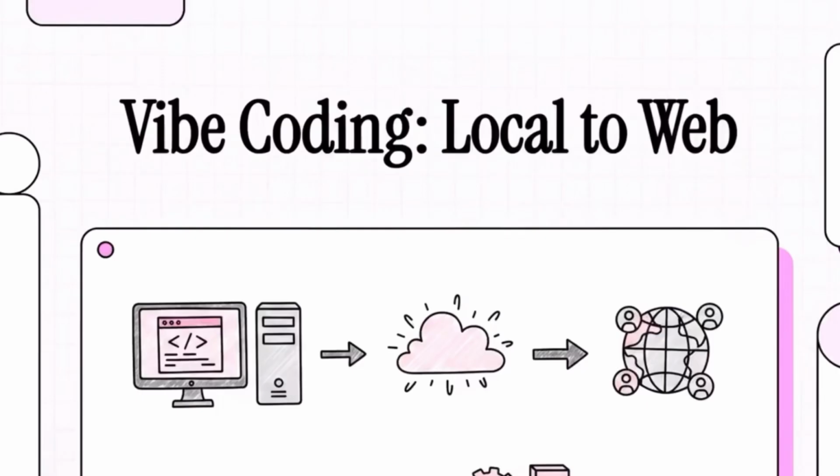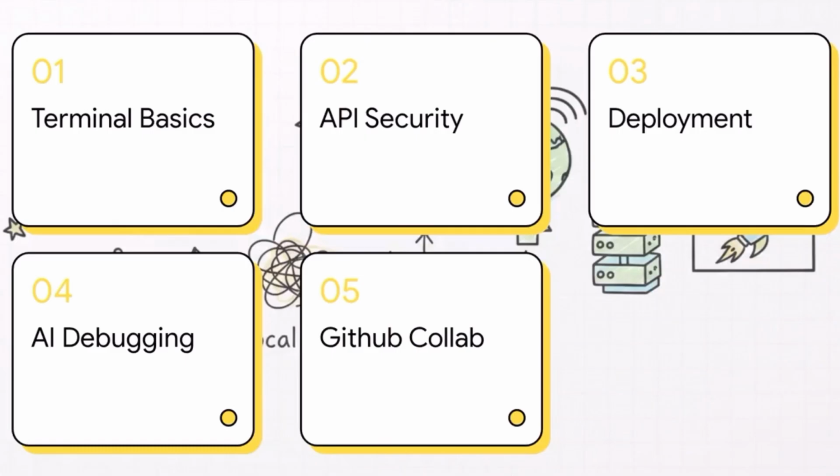And today we're going on a bit of a hero's journey together. We are taking a small local coding project and deploying it straight to the live internet. We're going to skip all the dry, complex textbook stuff and dive right into the core computer systems and coding concepts you absolutely need for Vibe coding. So let's get started. Here is our curriculum for today: terminal basics, API security, deployment, AI debugging, and GitHub collaboration.